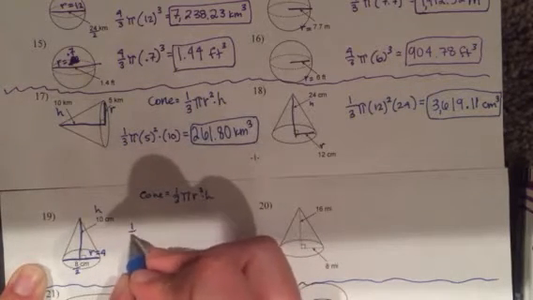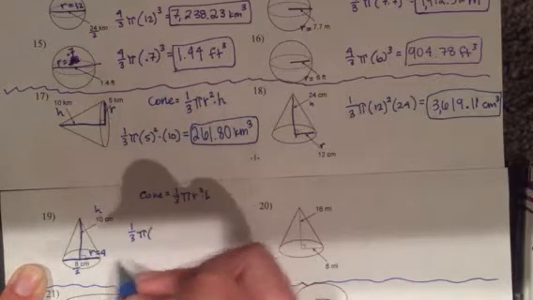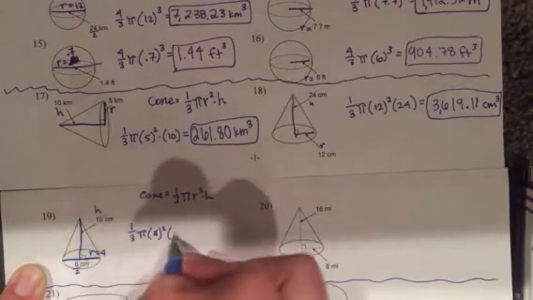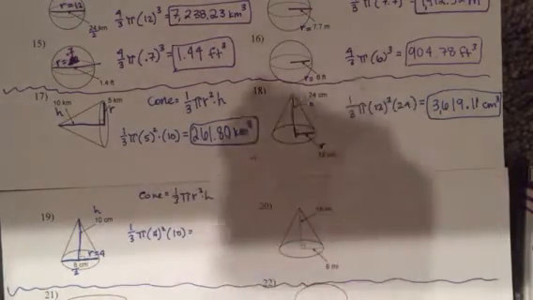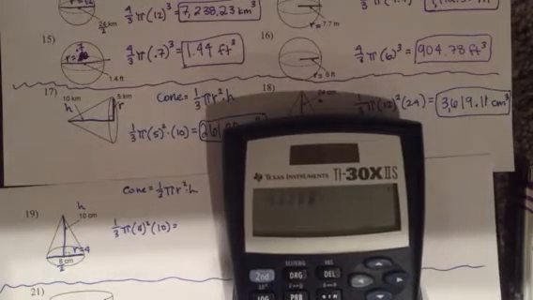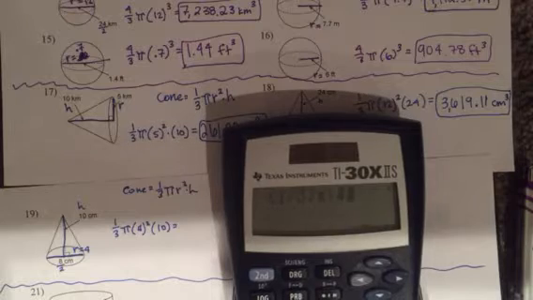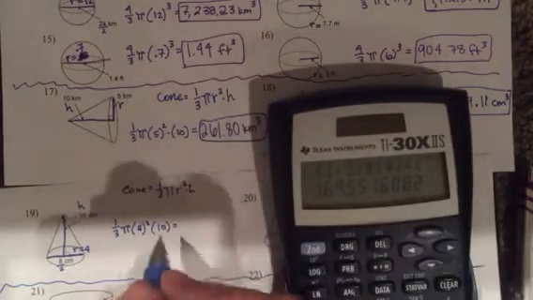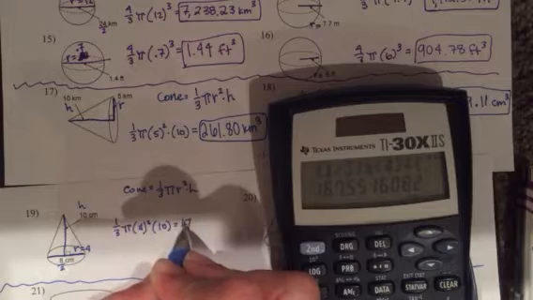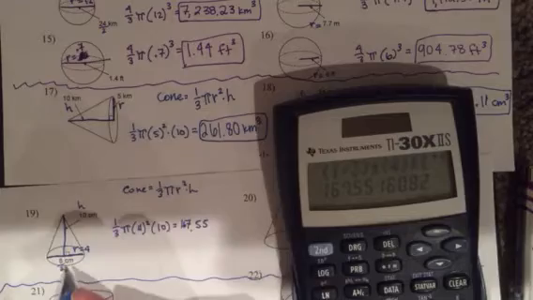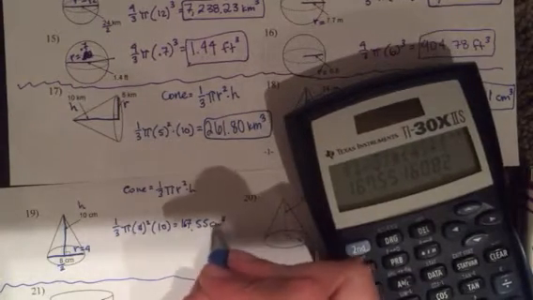So 1/3 pi, I plug my r in, and I plug my h in. One divided by 3 pi 4 squared times 10 equals 167.55 centimeters cubed.